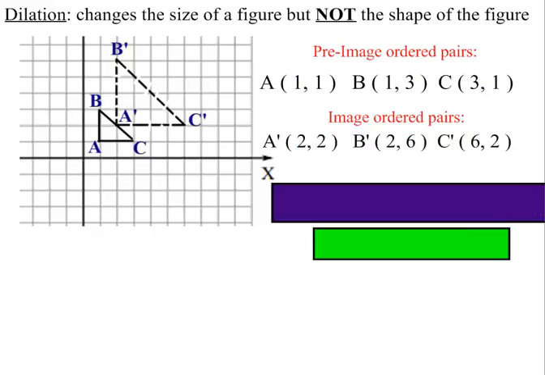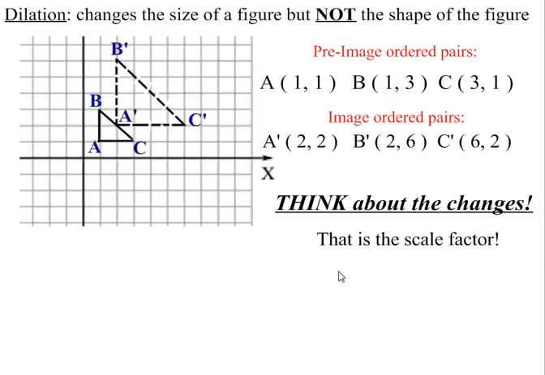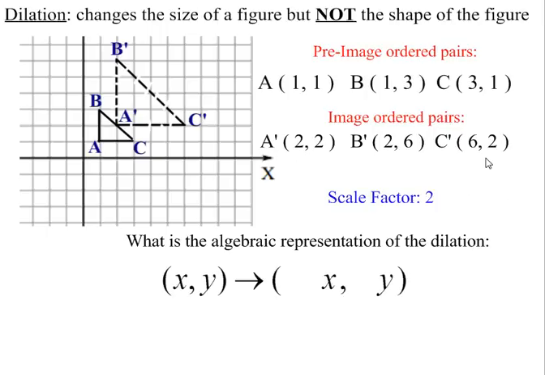Now, one of the things you have to think about, what's happening with the changes? 1 to 2, 1 to 2. Seems like it's adding 1. When we go here 1 to 2 again, but 3 to 6. 3 to 6, 1 to 2. What's happening is the scale factor. That's the change. So what we see is going on is that it's multiplied by the number 2. If we take each of the numbers in the pre-image ordered pairs, all of these numbers, 1, 1, 1, 3, 3, 1, and multiply every single one of those numbers by 2, we would get this set of ordered pairs. So we would write that the scale factor is 2.